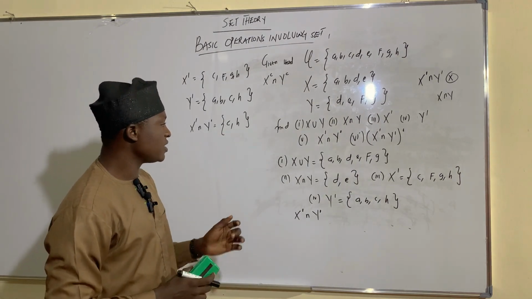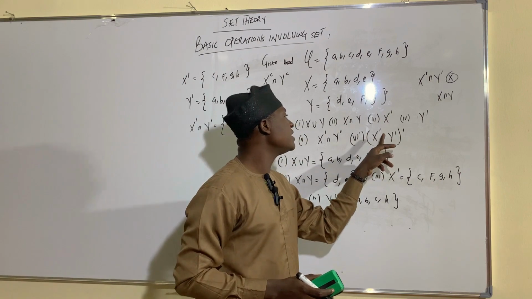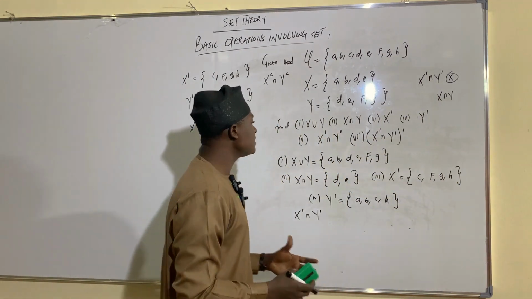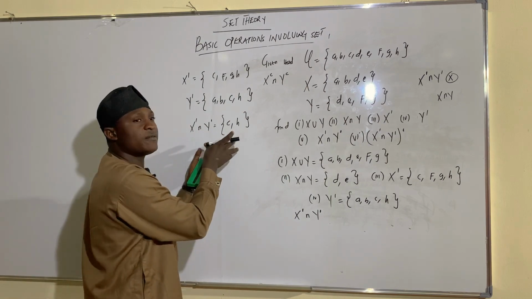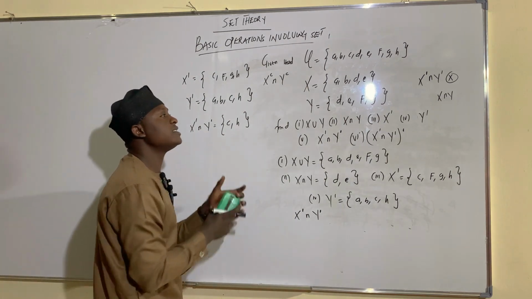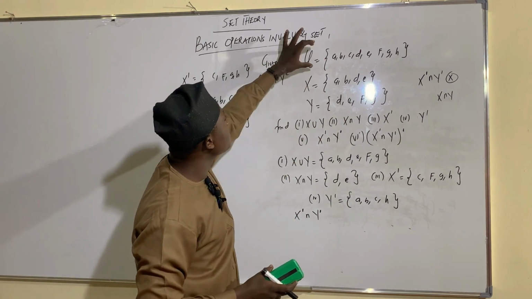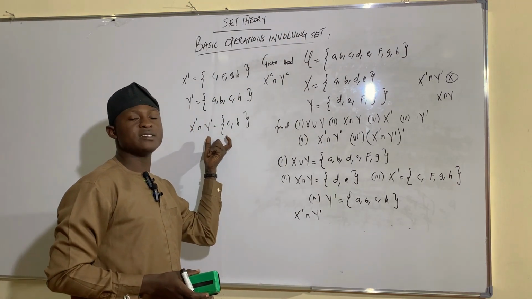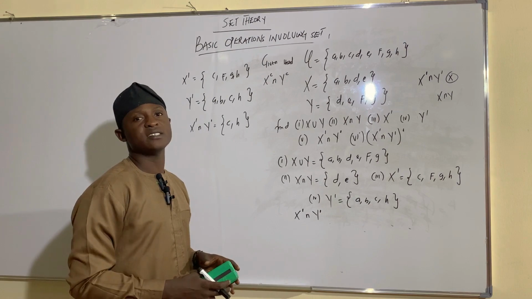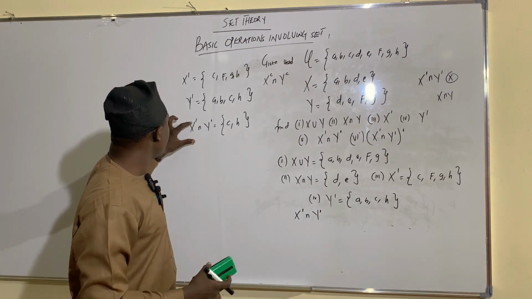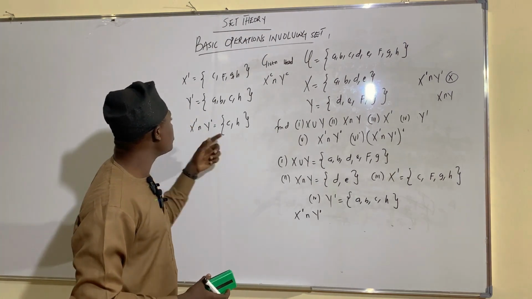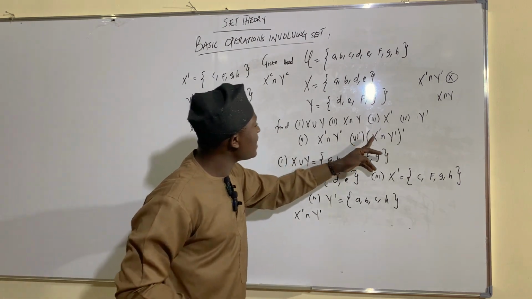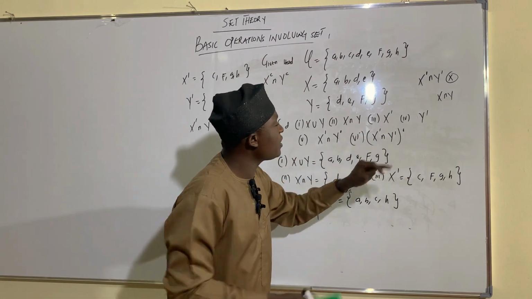Now the last question, you can see in the last one, it said X complement intersection Y complement, all complement, meaning this is the set that we have for X complement intersection Y complement. That is, what elements do we have inside the universal set but not in our X complement intersection Y complement? That's the meaning of that. We have already got our X complement intersection Y complement to be C and H. So I do not want to complicate the issue by saying that we should find X complement intersection Y complement.